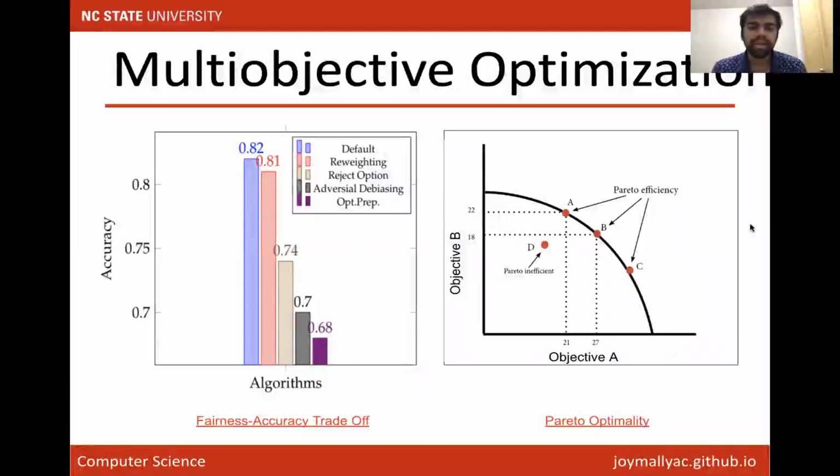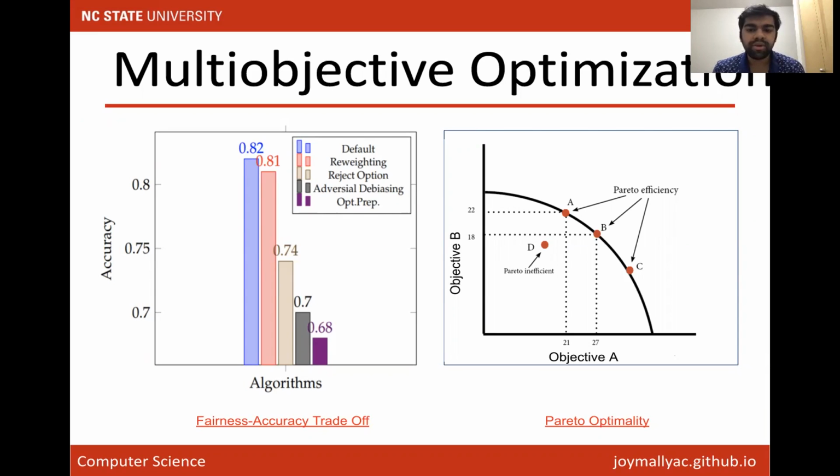The next step is multi-objective optimization to find the best parameters of the model. Now, why multi-objective? Prior works in fairness found out that fairness and performance of the model are competing goals. Look at the graph on the left-hand side. There are 4 algorithms: reweighting, reject option classification, adversarial debiasing, and optimized preprocessing. Whenever they are applied, the accuracy of the model is reduced from 0.82 to 0.68. So fairness and performance are competing goals.